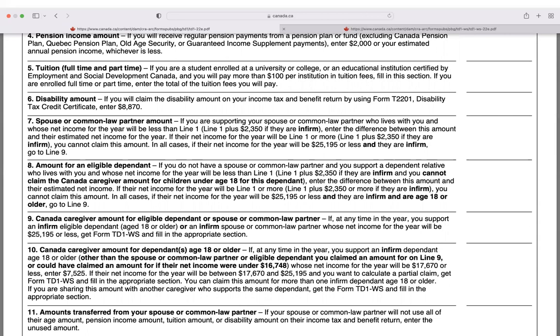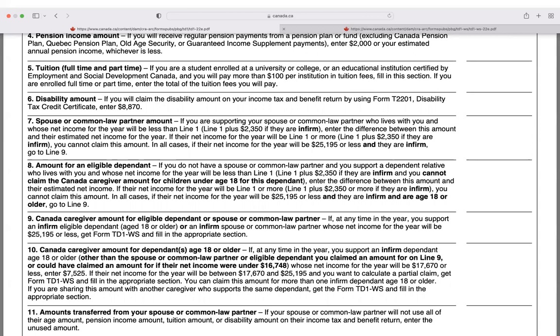Number seven, spouse or common law partner. If you are supporting your spouse or your common law partner who lives with you, whose net income for the year will be less than the amount on the form, then you enter the difference between this amount and their net income for the year.